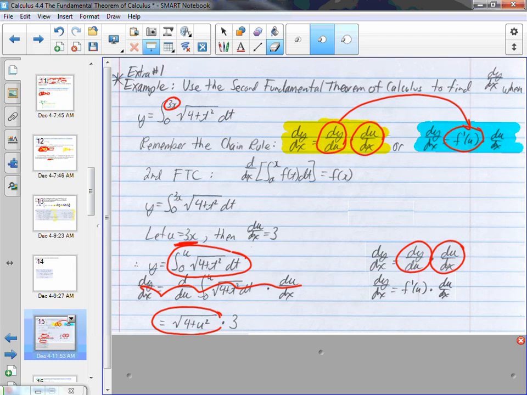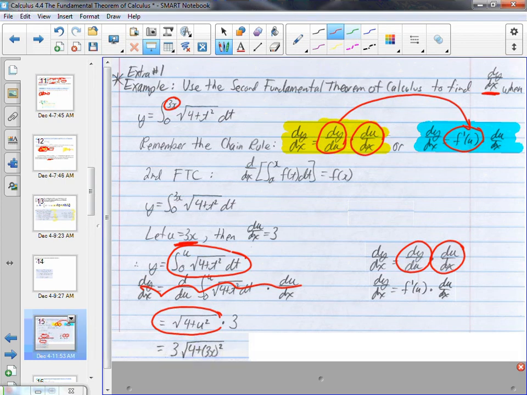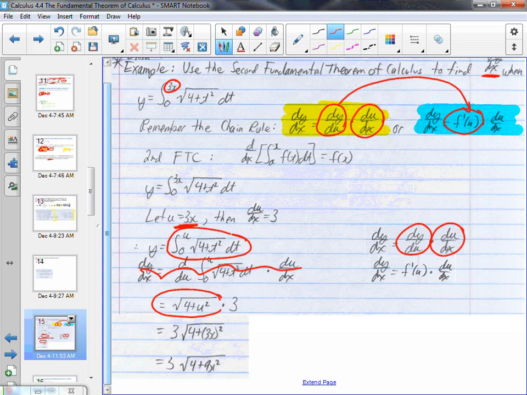Yeah, there's a whole lot of theory going on here, and it turns out to be kind of simple, doesn't it? Now, we're supposed to find dy dx. Do we have everything in terms of x? We got u. So what do we do? Yeah, replace the u with 3x, and then since we square that, it becomes a 9x squared.